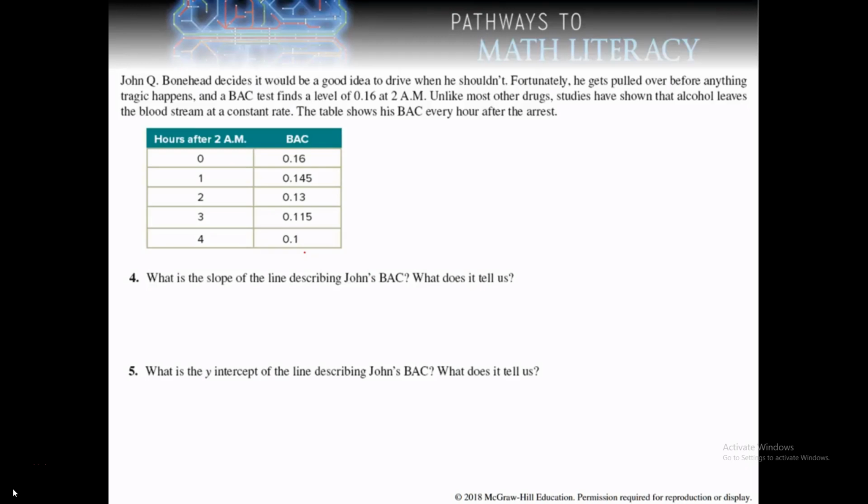So we need to pick 2 points on this line. We could pick (0, 0.16) and (1, 0.145). And so we'll go ahead and subtract the y values, 0.145 minus 0.16, and then we'll divide that by the difference in the x values, 1 minus 0. So that's going to give me negative 0.015 over 1, or just negative 0.015. And that tells us how much his blood alcohol level drops per hour.